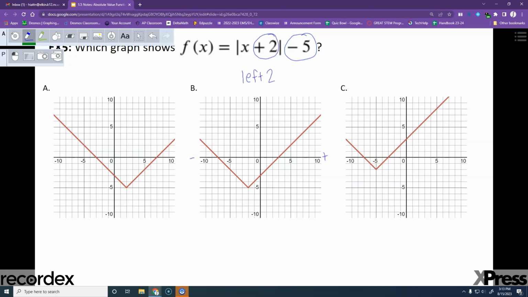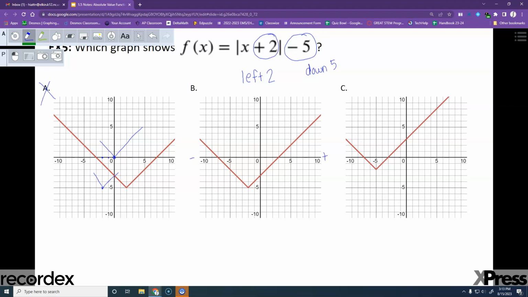We also are going to go down 5. So if you think about what your absolute value would normally look like, it's just the V shape. That needs to go to the left 2 and down 5. 1, 2, 3, 4, 5. So it should look something like this, which is not example A.